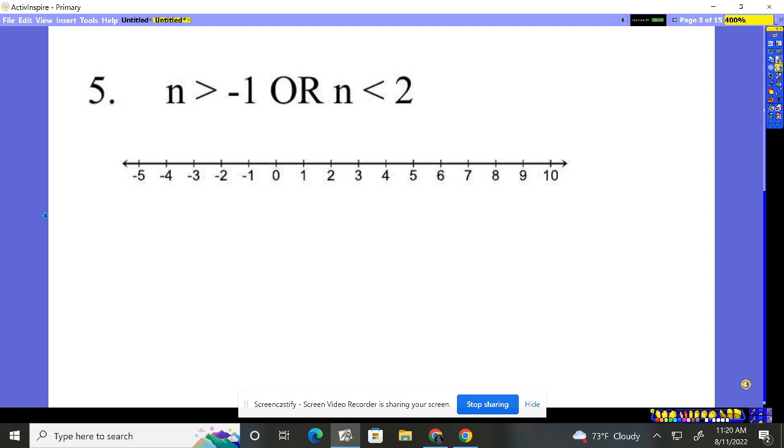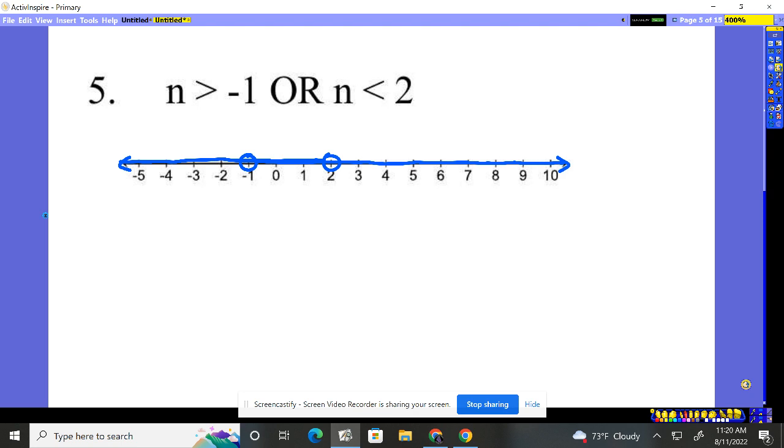And finally, number 5, it's an OR. N's bigger than -1, so that is here, bigger. The number's bigger than -1 or to the right. N is less than 2. Wait a second, well, that's here, and that's going this way, so what ends up happening?